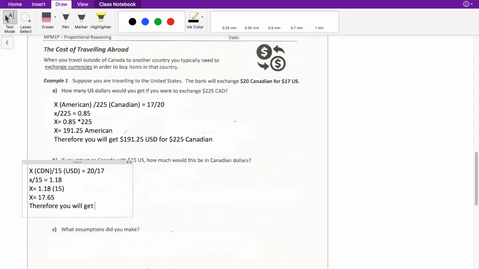Oh, I forgot my cash. 17.65 Canadian for $15.